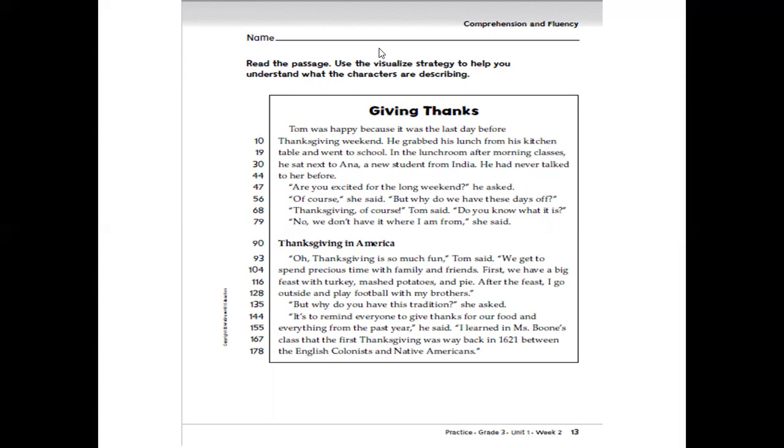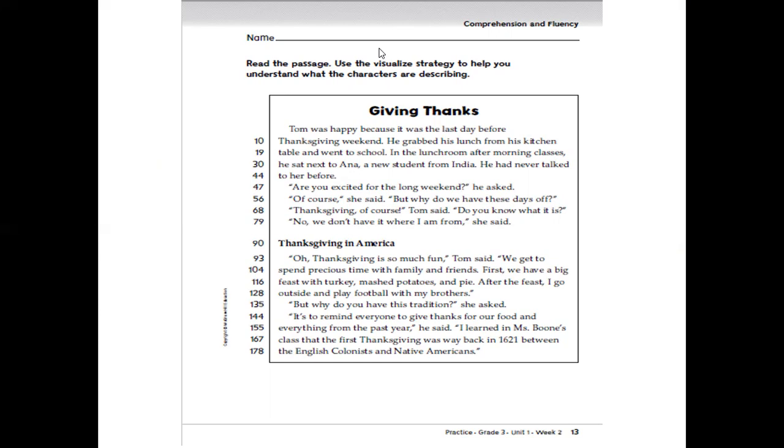Giving Thanks. Tom was happy because it was the last day before Thanksgiving weekend. He grabbed his lunch from his kitchen. That means he took it from his kitchen table and went to school. In the lunchroom after morning classes, he sat next to Anna, a new student from India. He had never talked to her before.